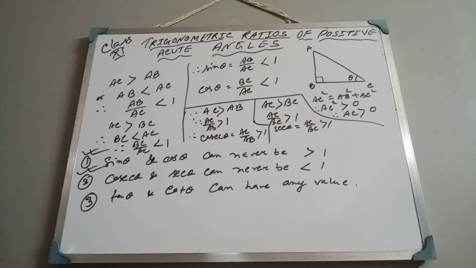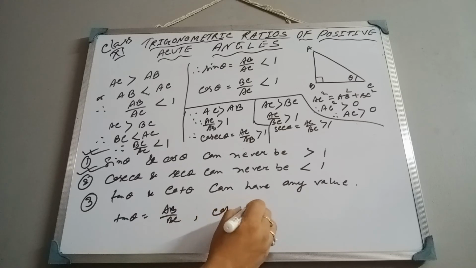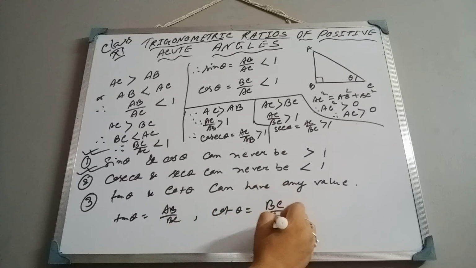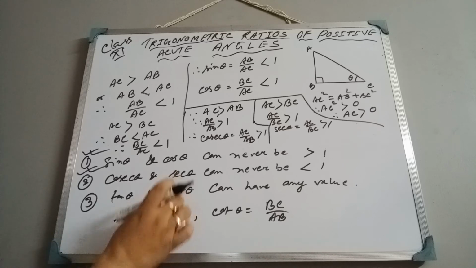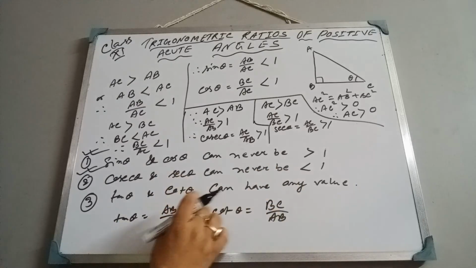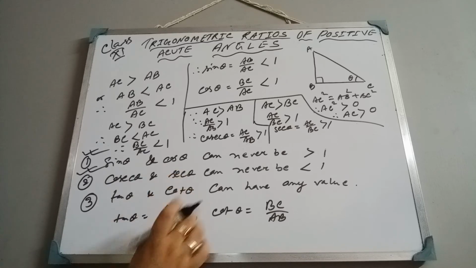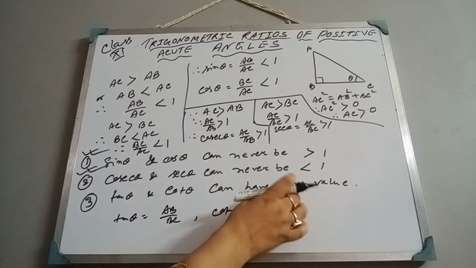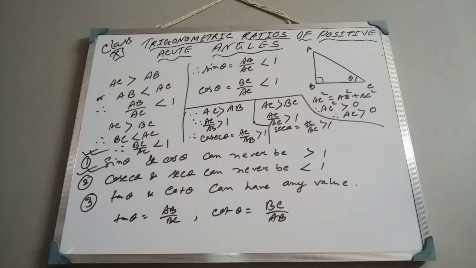Next is tan theta. Tan theta is what? Tan theta equals perpendicular by base, AB by BC, and cot theta, obviously the reciprocal, we will write BC by AB. Now, trigonometric ratios are defined as the ratio of lengths. AB, AC, BC are the lengths of the sides. As lengths, each of them is a pure number. For example, if it is 5 and 3, we get 5 by 3. If it is 3 and 5, it is 3 by 5. This is also a number.